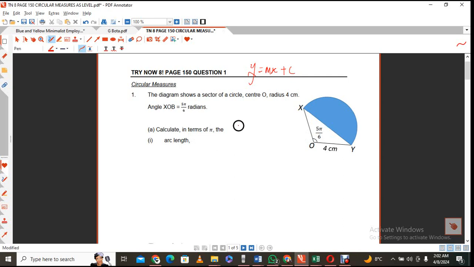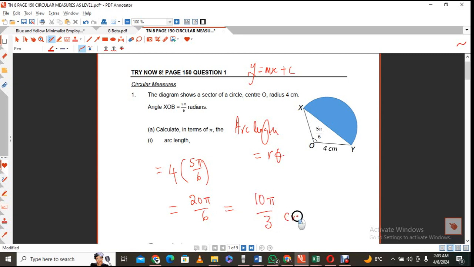So in order for you to use the arc length formula, you should know that it's radians times the radius times the angle. So in this particular case, I'm just going to say 4 times 5 pi over 6. Well, of course, this is nothing but 20 pi over 6, which you can go ahead and simplify to 10 pi over 3, and that would be in centimeters.